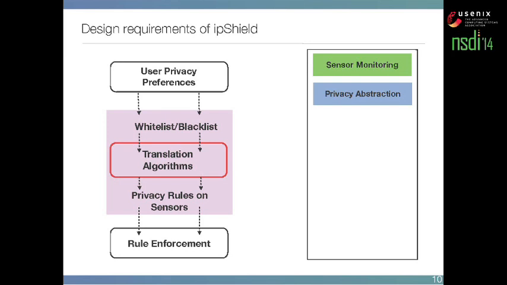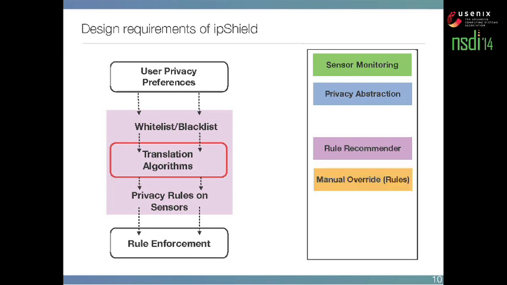Now if you consider the data flow in ipShield, the user provides their privacy preferences in terms of a whitelist and a blacklist of inferences. So what we wanted was this translation block which could take in these higher level preferences and drill them down to lower level policies. So we needed a rule recommender in place. And we also wanted a mechanism by which the user could actually override these auto-generated rules and configure their own fine-grained policies. So we allow manual override. And finally, we took all these rules and created a system which could enforce these rules in a safe and secure way so that a malicious application or a malicious user cannot tamper with these rules.